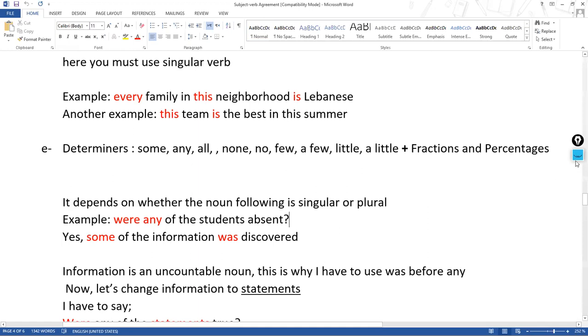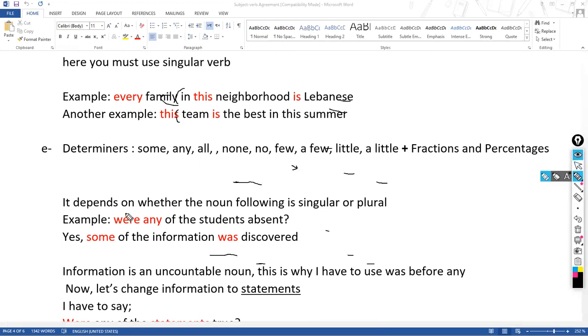We have this example. This example is saying, were any of the students absent? First of all, I used any. And of course I used any with the question, not some. This is number one. Number two, if I want to use one of these determiners, I have to check the noun with them. Is the noun countable? Yes, it is. So, plural verb.